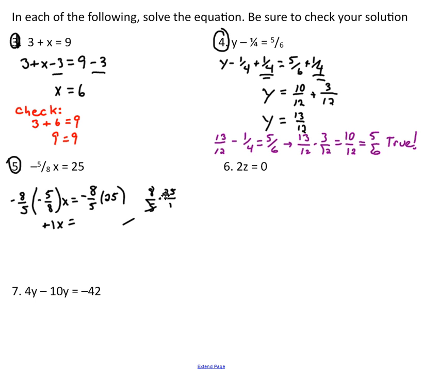5 goes into 25 5 times. So this is equivalent to writing 8 times 5. And of course, the negative sign in front is going to give us, I'll just sort of bubble this in right over here, -40. So that's our solution. X equals -40.